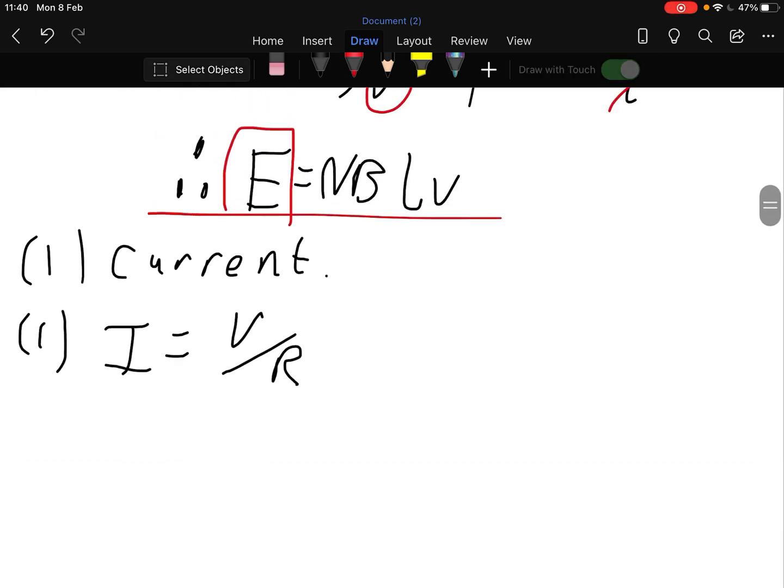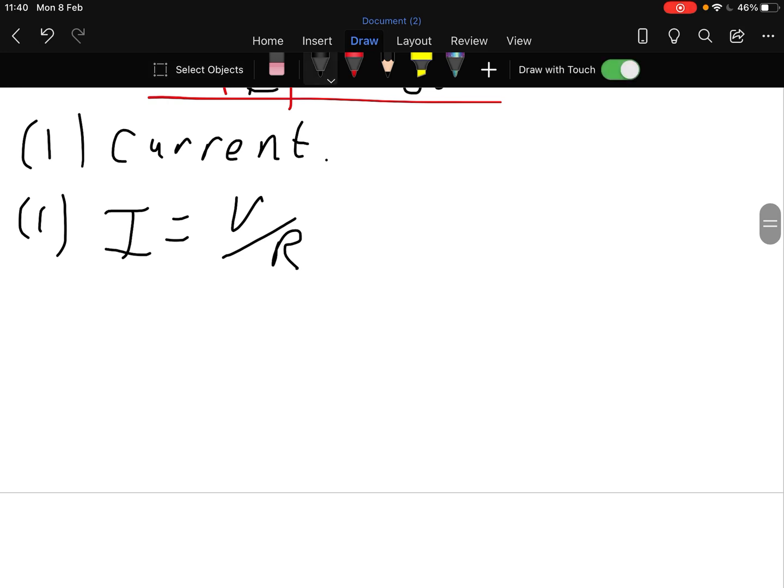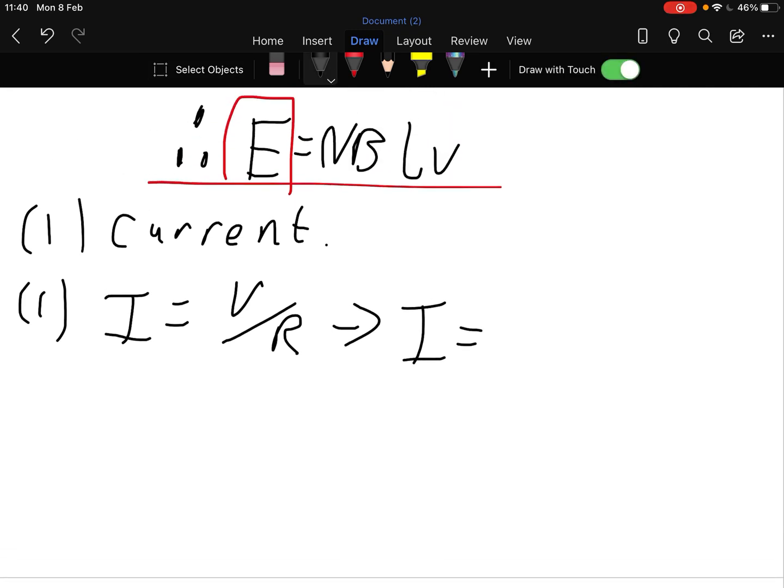Don't worry, I make this mistake as well. Whenever I see a capital E, I think energy. But you've got to remember for this, it's actually the induced EMF, which is a voltage. Okay. So, therefore, our current is our induced EMF from the first part. So that's going to be NBLV over R. Then that's it. That is your current.